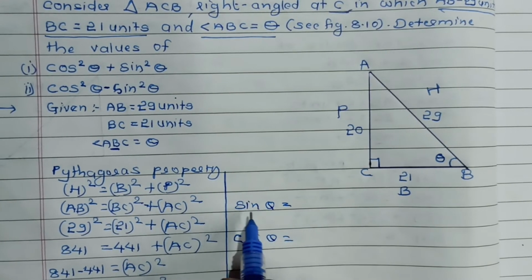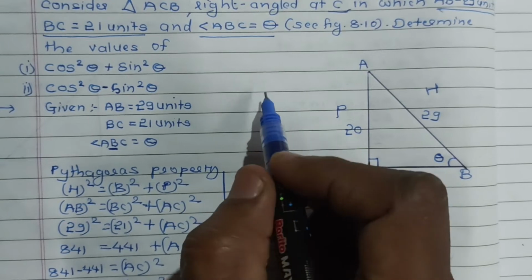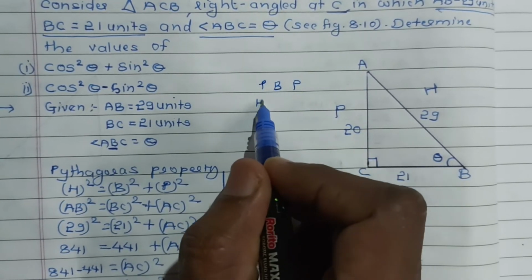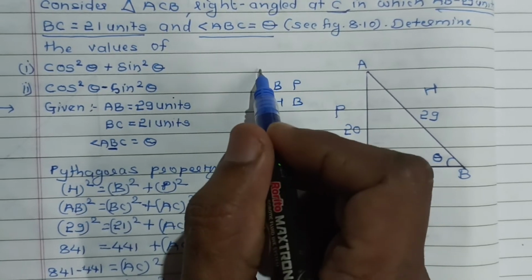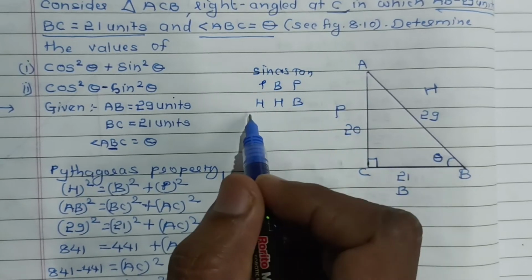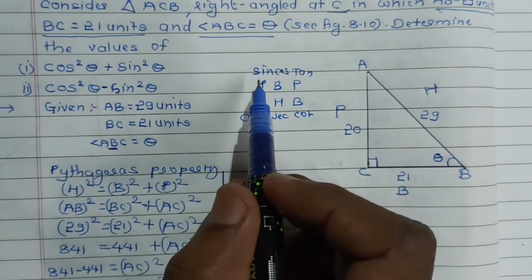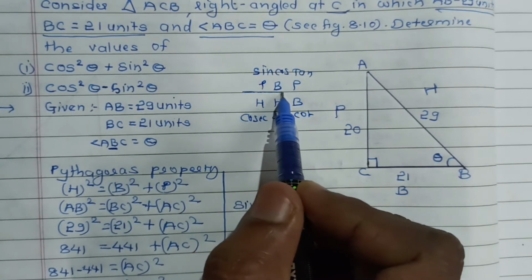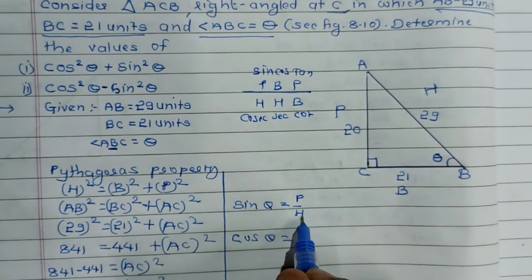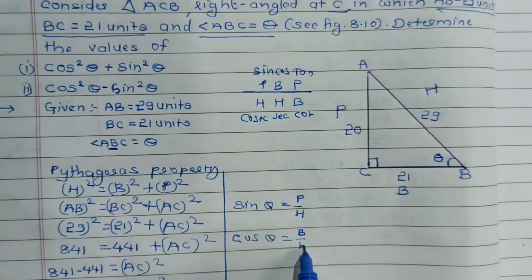So what is the ratio of sin? For that you have to write one small trick, that is Pandit Badri Prasad Har Har Bole. So this is sin, cos, tan, cosec, sec and cot. So what is the ratio of sin? P upon H. And what is the ratio of cos? B upon H.